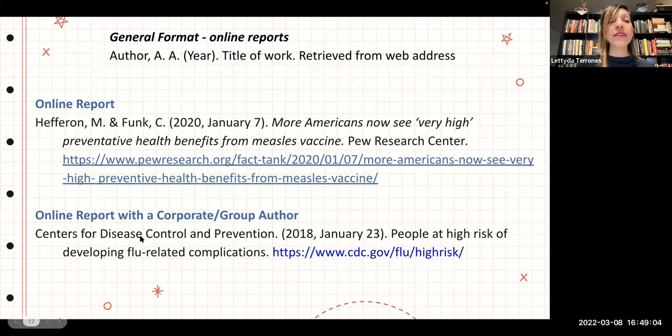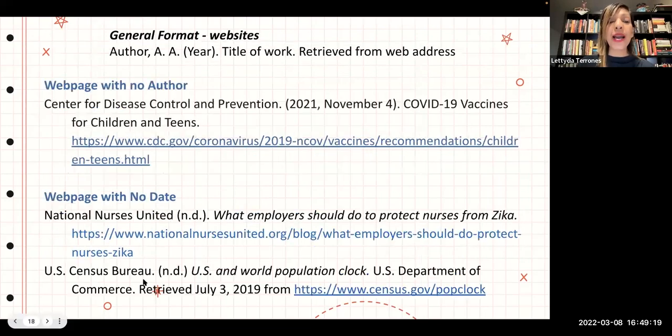The way to handle it is, if you don't have an author, just skip to the next element. That's a general rule for APA. If you don't have an author, you skip to the next element, which would be the title. Really quickly, when you don't have a date, like in this second example, the way to handle it is by putting n period d period, n meaning no, d meaning date.